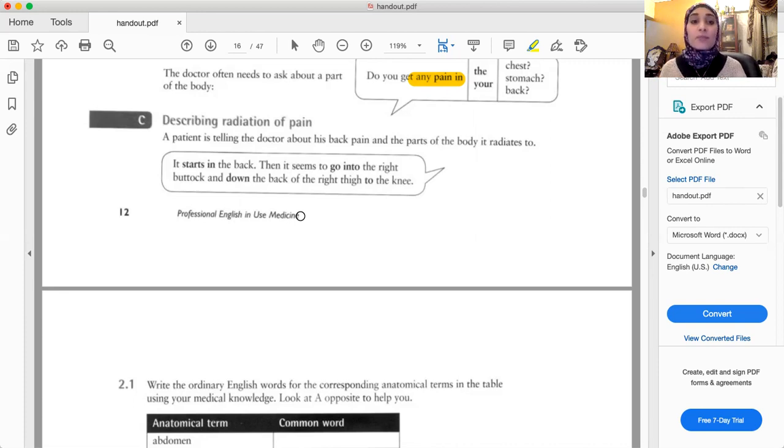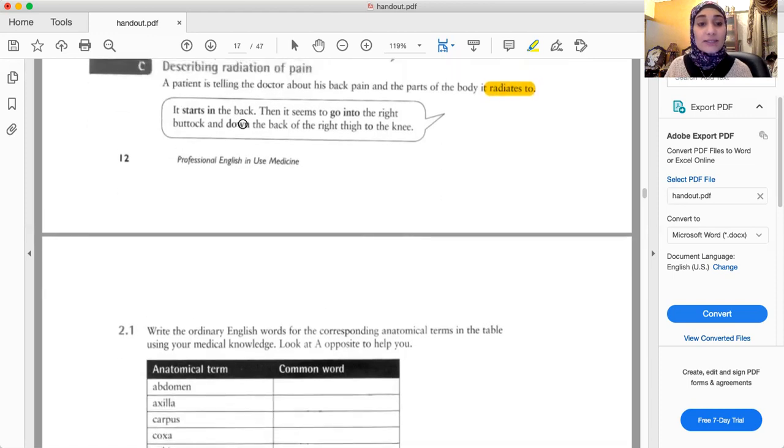All right. So, describing radiation of pain is when a patient is telling the doctor about pain that travels or radiates into another body part. A patient is telling the doctor about his back pain and the parts of the body it radiates to. So, we have here radiates to. The preposition with radiate is to.